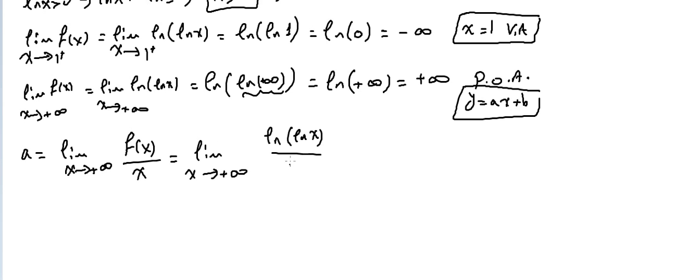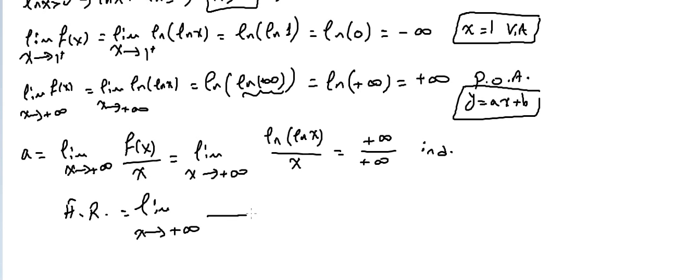Which equals the limit as x approaches plus infinity of ln of ln x, divided by x. If we substitute infinity, we get plus infinity over plus infinity, which is an indeterminate form, and that takes us to L'Hopital's rule. What does L'Hopital's rule say? The limit as x approaches plus infinity: we just take the derivative of the numerator over the derivative of the denominator. First, it's ln u. The derivative of ln u is simply u prime over u.